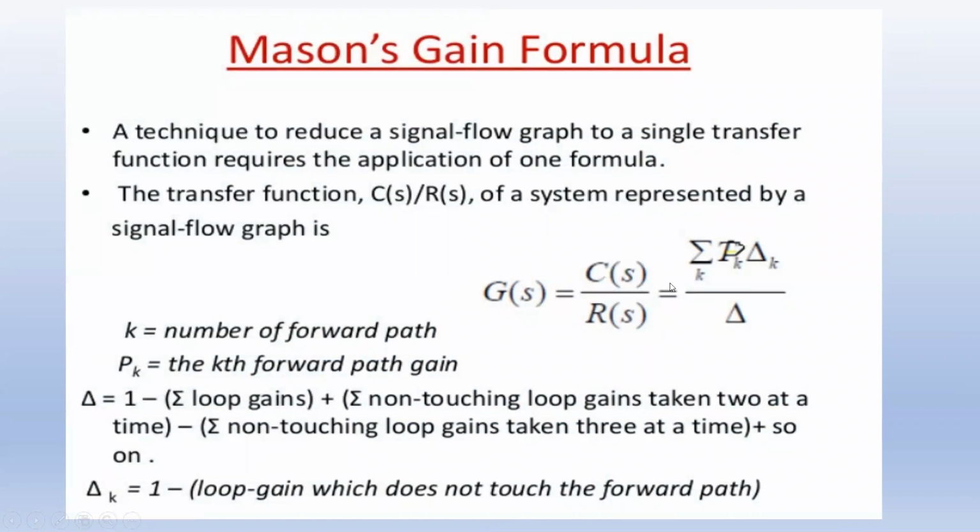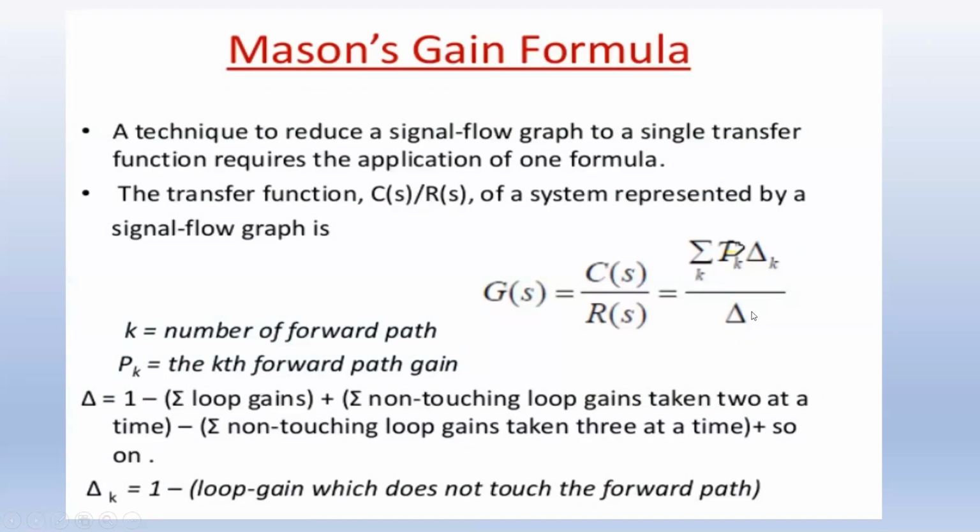After converting the block diagram into a signal flow graph, how can we find the effective transfer function, which is the ratio of output to input Laplace transform? For that, we have a formula called Mason's gain formula. The overall transfer function is given by C(s)/R(s), which is the summation over k of P_k Δ_k divided by Δ.